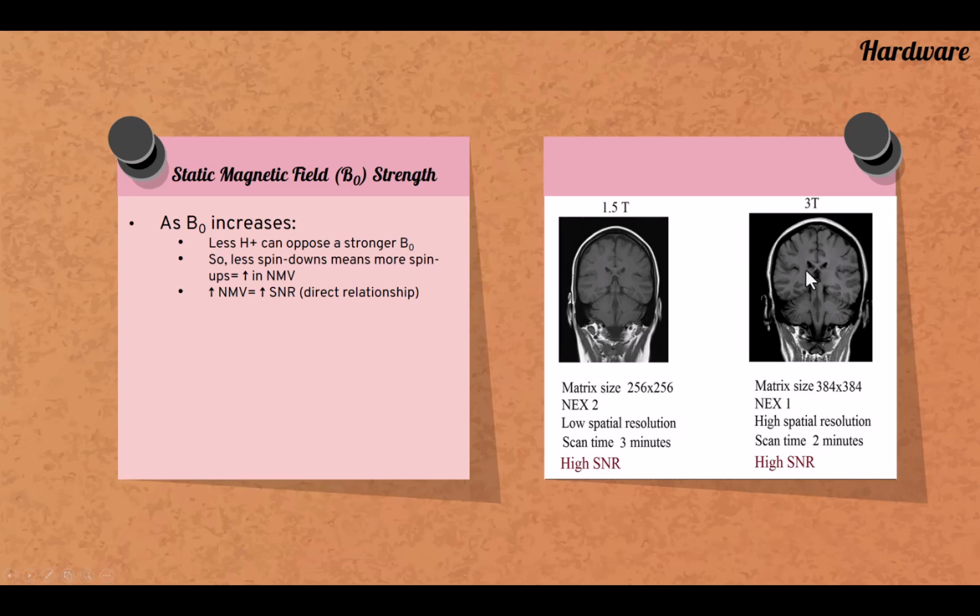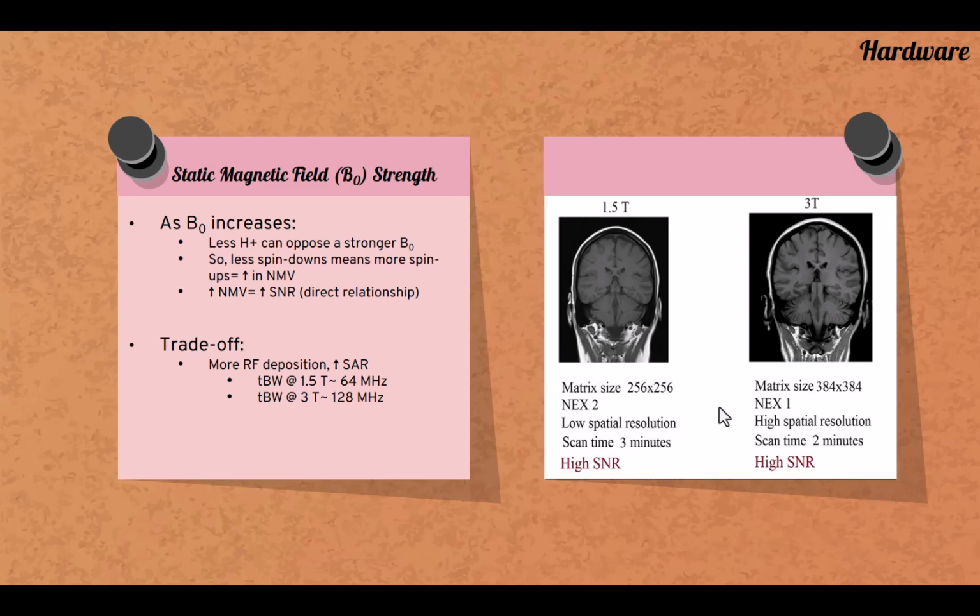With the 3 Tesla, since you have more magnetization to play with, you can also play around with your matrix and your NEX to increase your resolution and reduce the scan time. The trade-off for an increase in static magnetic field strength is that you're going to increase your RF deposition, which means you're going to increase your SAR.